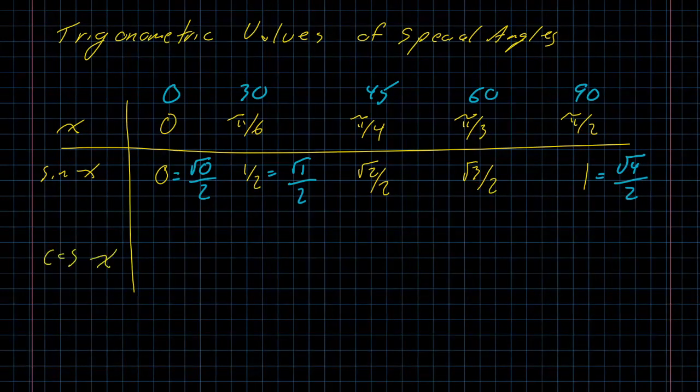Cosine is just the same thing backwards. Instead of reading from left to right, read from right to left, and you have the values of cosine of x.